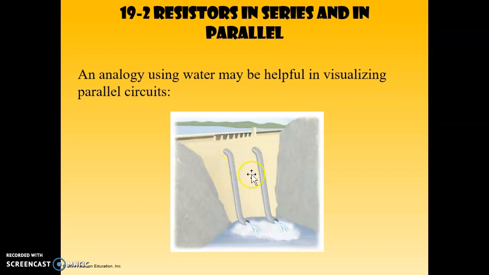But this would be like a parallel circuit, right? So the voltage drop is the same on both of them, but the flow, that's going to depend on the resistance, right? The higher the resistance, actually, the skinnier the tube is going to be. The lower the resistance, the bigger the diameter. But sometimes you think of these things like waterfalls and stuff. It may help you a little bit.